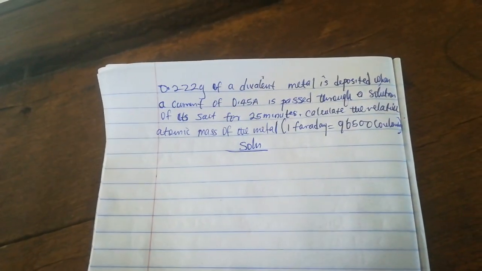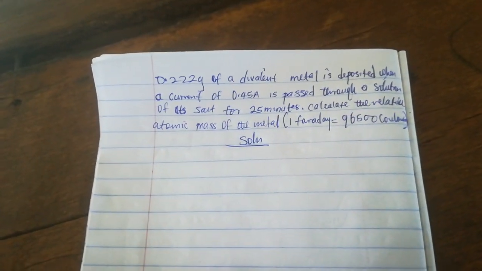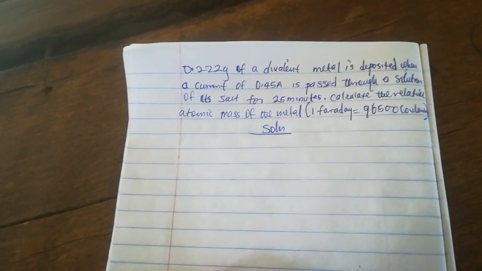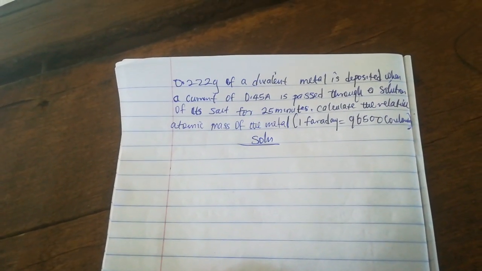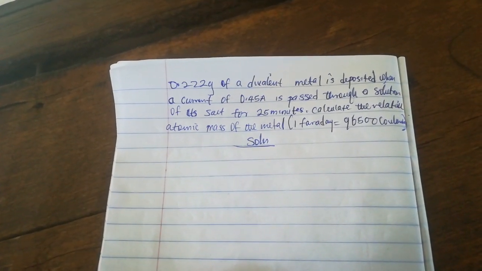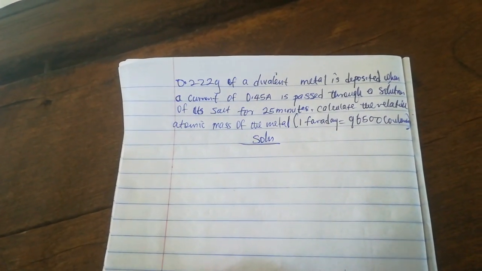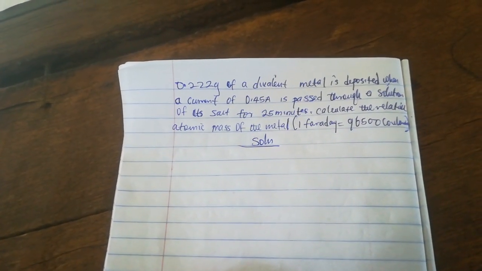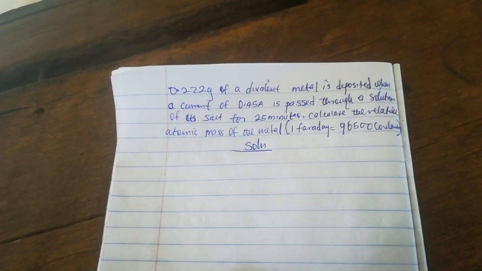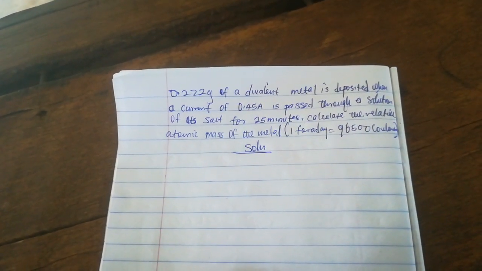We have a question before us. They say 0.222 gram of a divalent metal is deposited when a current of 0.445 ampere is passed through a solution of its salt for 25 minutes. Calculate the relative atomic mass of the metal, given that 1 Faraday is equal to 96,500 coulombs.